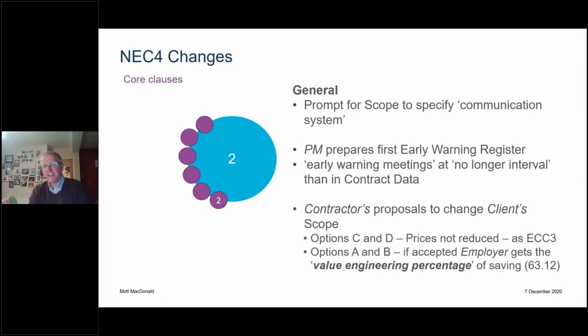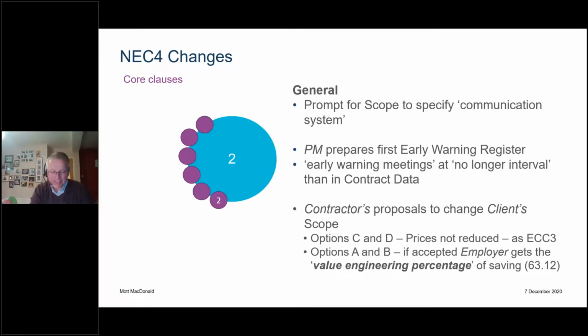The difference in NEC4 is that principle now applies also to the lump sum contracts. I now have an element in the contract data called the value engineering percentage. So if the value engineering percentage is 80 and the contractor comes up with a bright idea to save £100, effectively the client gets £80 saving, the contractor gets £20 saving.